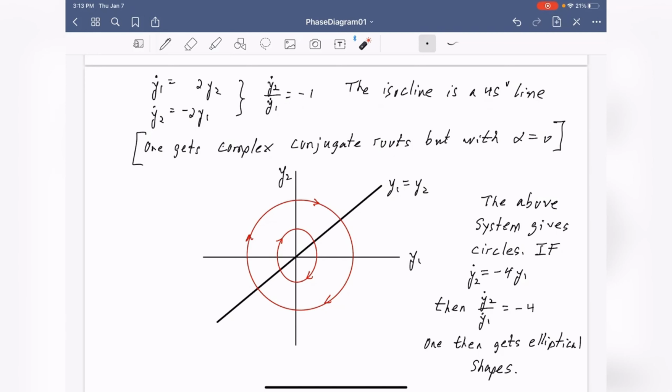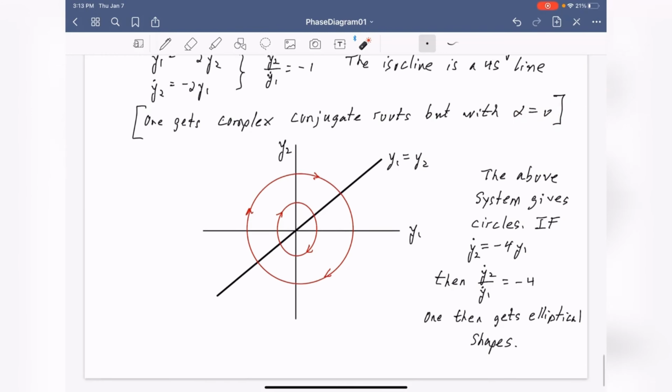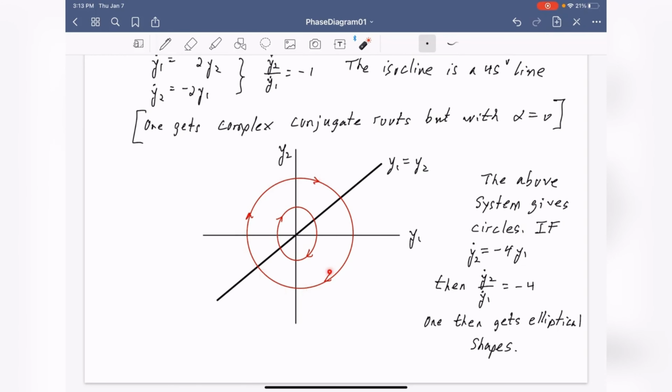In reality, if one were to solve this, one would get a complex conjugate root, but with alpha equal to 0. So this system gives a number of circles. This isn't quite a circle, but it's supposed to be. And this is the direction of motion along the circle. So anywhere you end up, if you end up here, you end up going in a circle like that, and so on. Now, if y2 dot were equal to minus 4y1 instead of minus 2y1, then we would get elliptical shapes. We'd get more of an elliptical kind of motion.